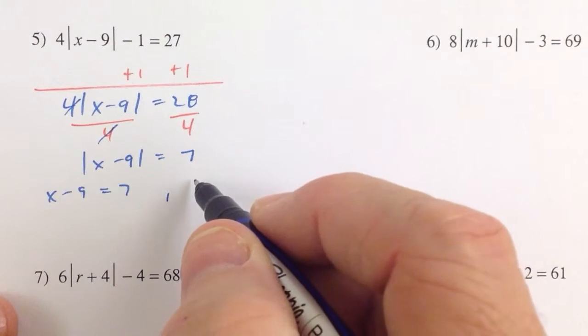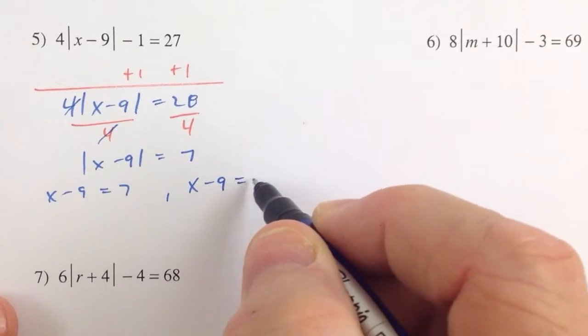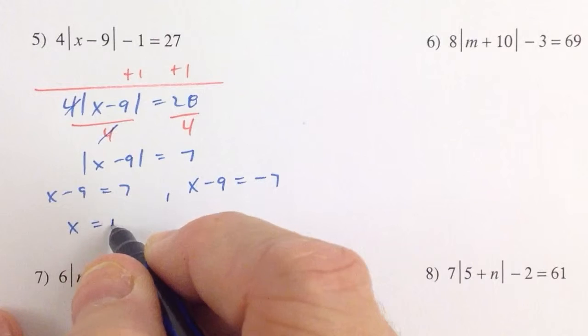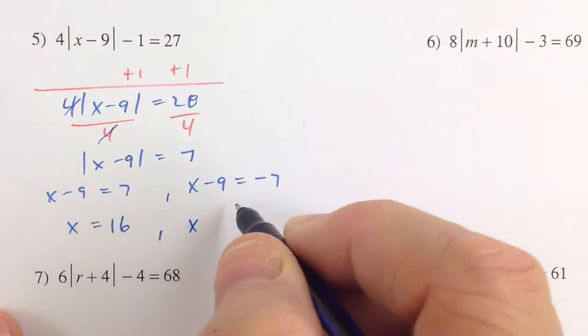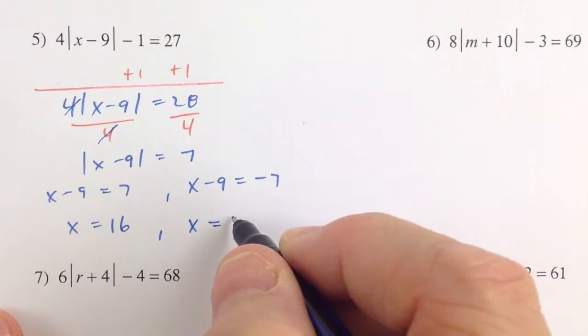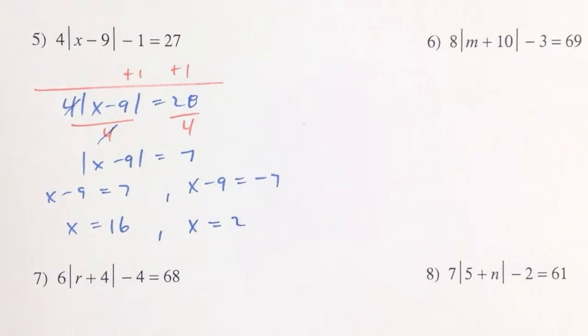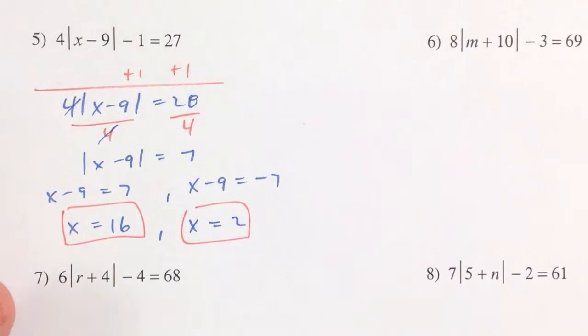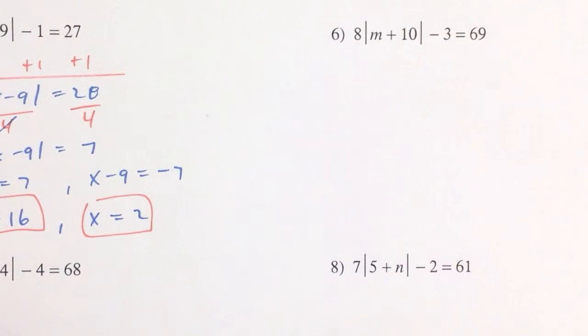Either x minus 9 equals +7 or x minus 9 equals -7. And then adding 9 to both sides, we get x equals 16, or adding 9 to both sides over here, 9 plus -7 is equal to 2. So we get two solutions when we have an absolute value equation.